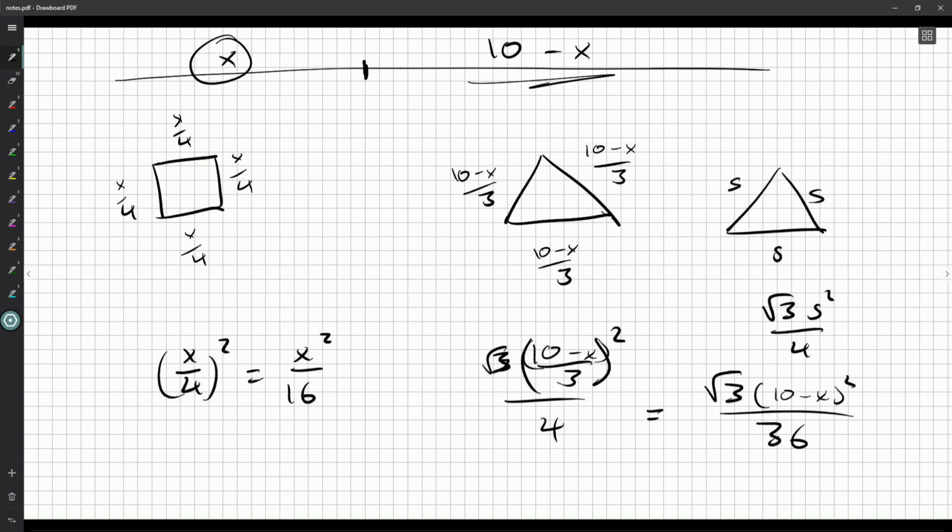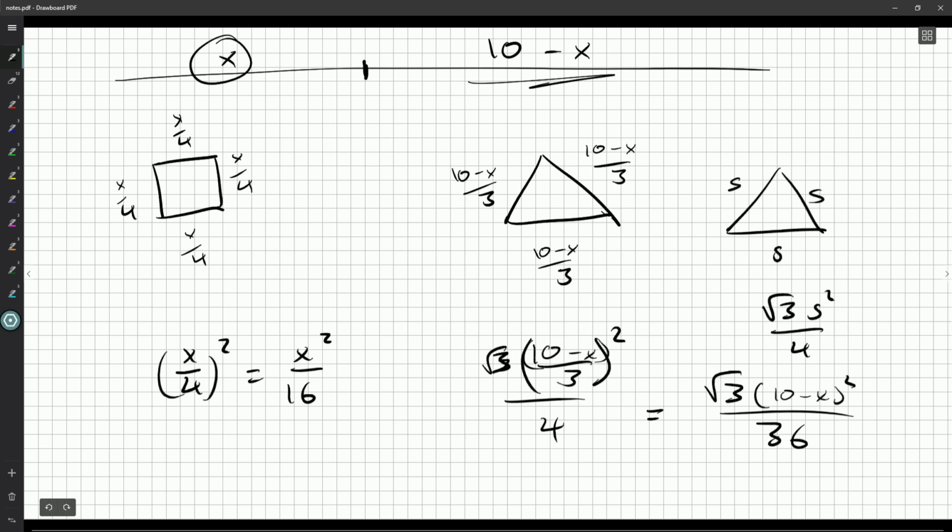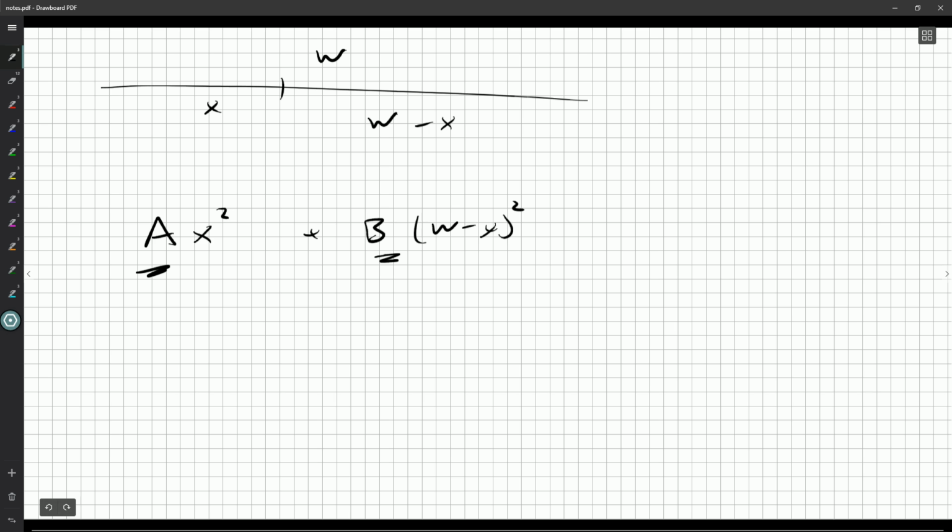36. Okay. Just as a side note, in case you ever do a calculus question like this, if you've got a length of wire w, and you do x and w minus x, the shapes that you make, the areas are always going to be some constant value times x squared and some constant value times w minus x squared. Depending on the shape, a could be 1/16, which is what we've got over here, and b could be root 3 over 36, but this is always how it goes. Okay, the geometric shapes you make will always be something in terms of x squared and w minus x squared.